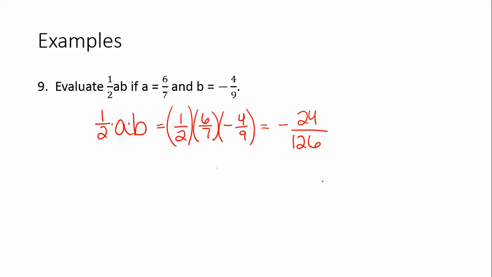Now we need to start reducing. If you're not sure what these numbers reduce by, just start with even numbers. We know they're both even, so they reduce by 2. So that's -12/63.